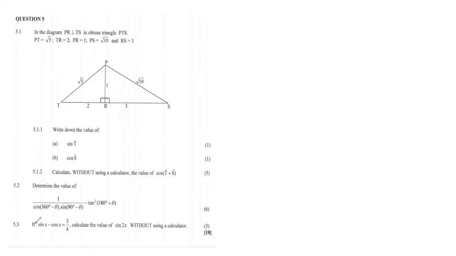Now, okay, let's tackle 5.3. So for 5.3, we are given sine x minus cos x is equal to 3 over 4, right? And then they say calculate the value of sine 2x without using a calculator, right? So now we know that this is a double angle and it breaks down to 2 sine x cos x according to your grade 12 double angles, right? So what is one creative way in which we can have this from the equation that we are given here?